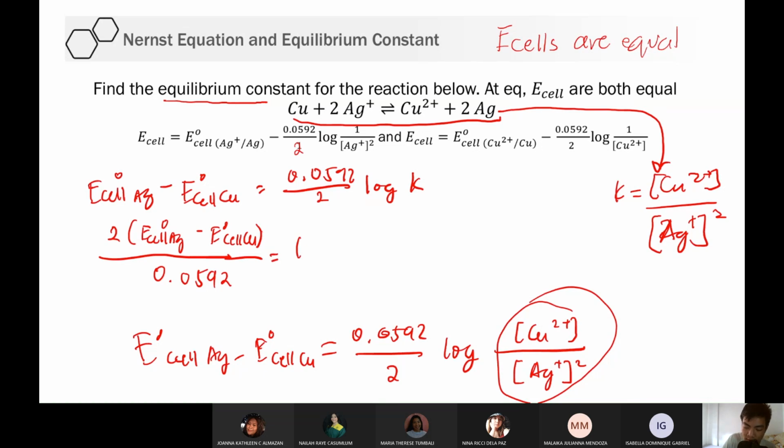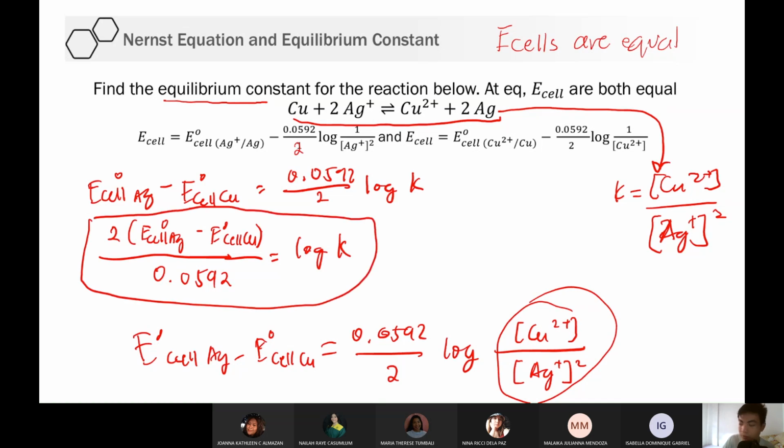So, equal log K. And to cancel out the logarithm, you do the antilog. Okay. So, you just do the antilog, or you can just plug in this thing sa calculator mo. Okay. So, this is the equation we need to use to solve for the K.